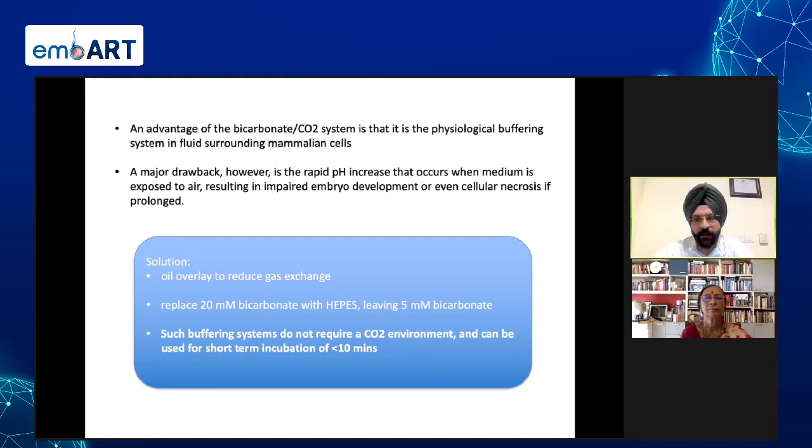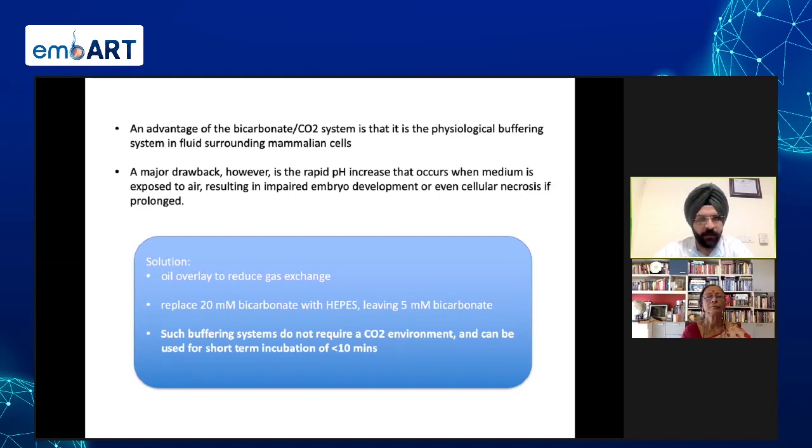Yesterday there was a talk by Dr. Joe. He said that if you have a reasonably good oil overlay, then the pH is maintained for up to 10 minutes. So that was a new fact for me, because I assumed that I have to work very quickly and within 2 minutes only. But he said that pH doesn't change with an oil overlay, it stays the same for up to 10 minutes if you're maintaining the right temperature.